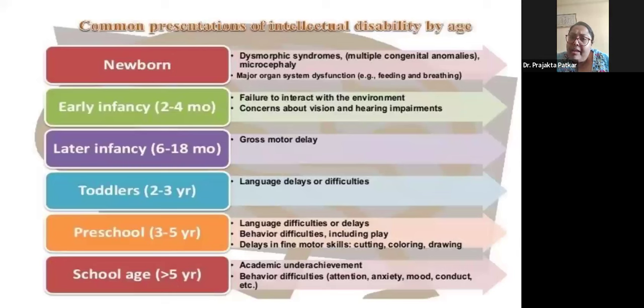So just to sum it up, when a child with intellectual disability comes to us, they can come at different stages of life. When they come as newborns, it's mostly just the dysmorphic features and maybe some other multiple organ dysfunctions. When they come in infancy, it's more often that they're not able to interact with the environment, and that's how the parents get them having problems with vision, hearing, other sensory symptoms. When they come in later infancy, maybe just motor delay. Toddlers come with just language delays or some difficulties in coping with the surroundings.